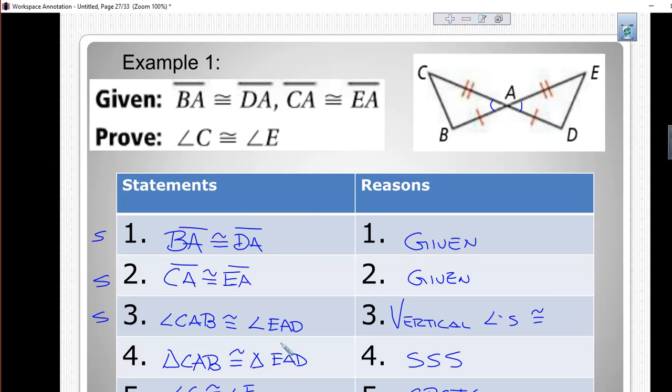The first four statements were the same as we did in the last lesson. The only thing different here is we're proving the other remaining parts. So this could have said prove angle B is congruent to angle D, or prove CB is congruent to ED. Those are the three remaining parts. Any of these could have been proved by the same method, by first proving our triangles congruent.